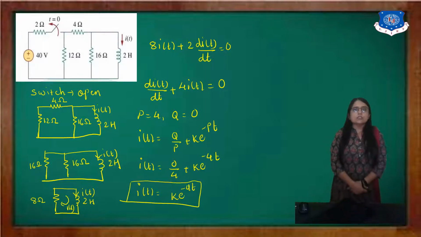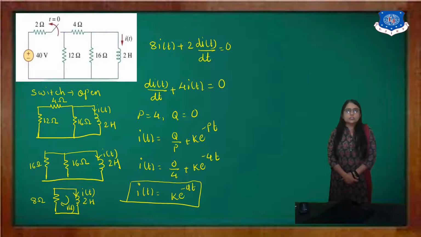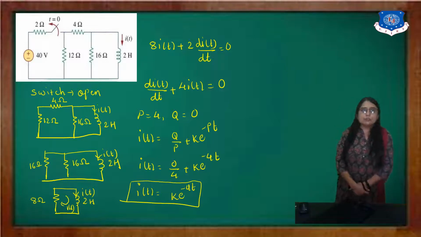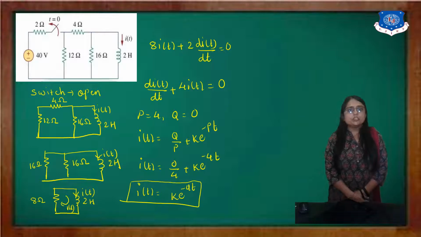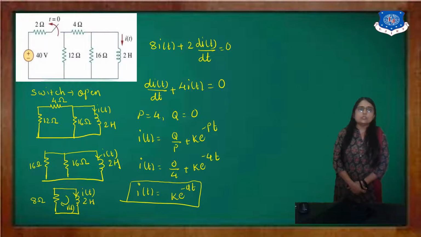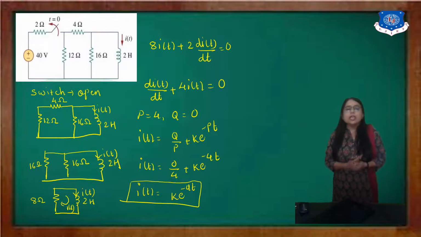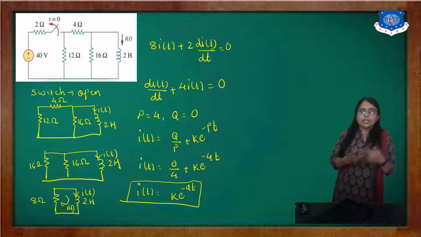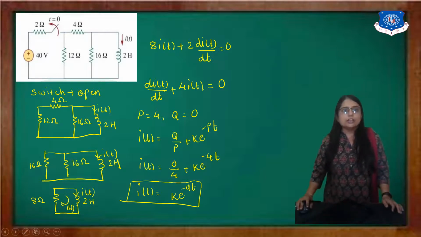But this is known as the general solution. We want to find out the particular solution. Particular solution means here we have to substitute the value of k, and that value of k we will get using the initial value.